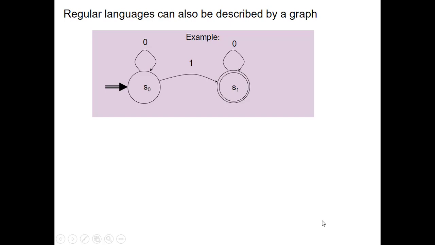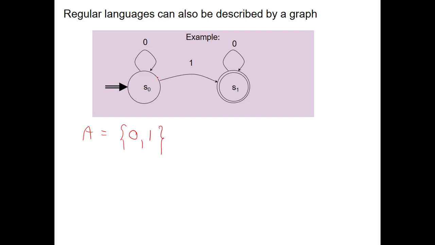Languages can also be described with the help of a graph. And you see an example of such a description on this slide. So if we look at the numbers we see at the arrows, then we see 0 and 1. That means that the alphabet we're using contains 0 and 1. Then we see a big arrow here, and that means we have to start making words at this point. This is the entry point of the graph.